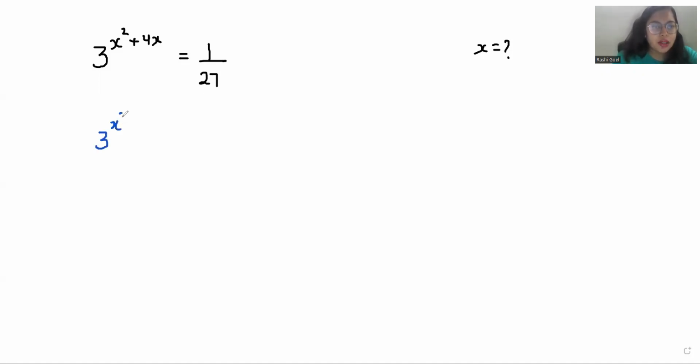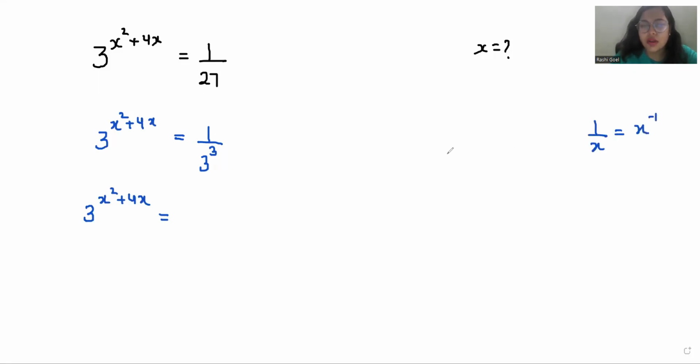So 3 power x square plus 4x is equal to 1 by 27. We can write it as 3 power 3. Now 3 power x square plus 4x is equal to, according to the exponent rule, 1 by x we can write as x power minus 1 also. So 3 power minus 3.